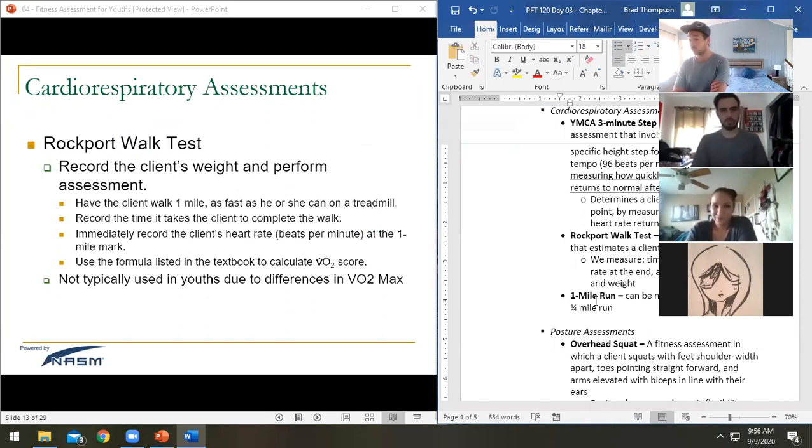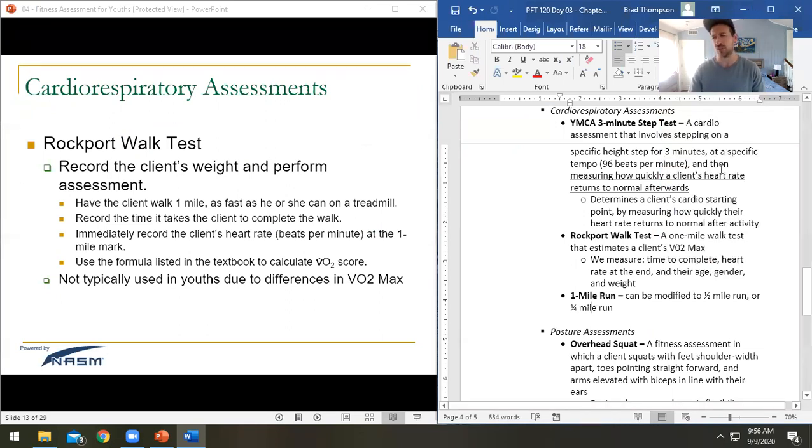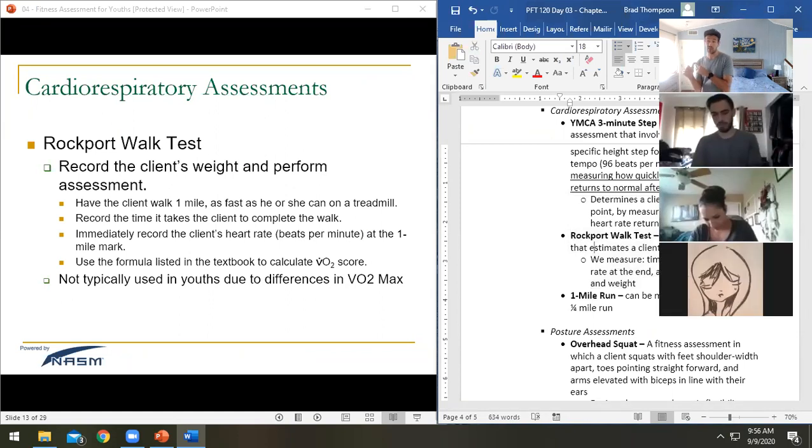The way it works, you put your client on a track. Usually it's much easier to use a track than a treadmill, and make them walk 1 mile as fast as they can. You're going to measure their weight beforehand, their age. Then you're going to measure how long it took them to do the test, and what their heart rate was at the end of that test.